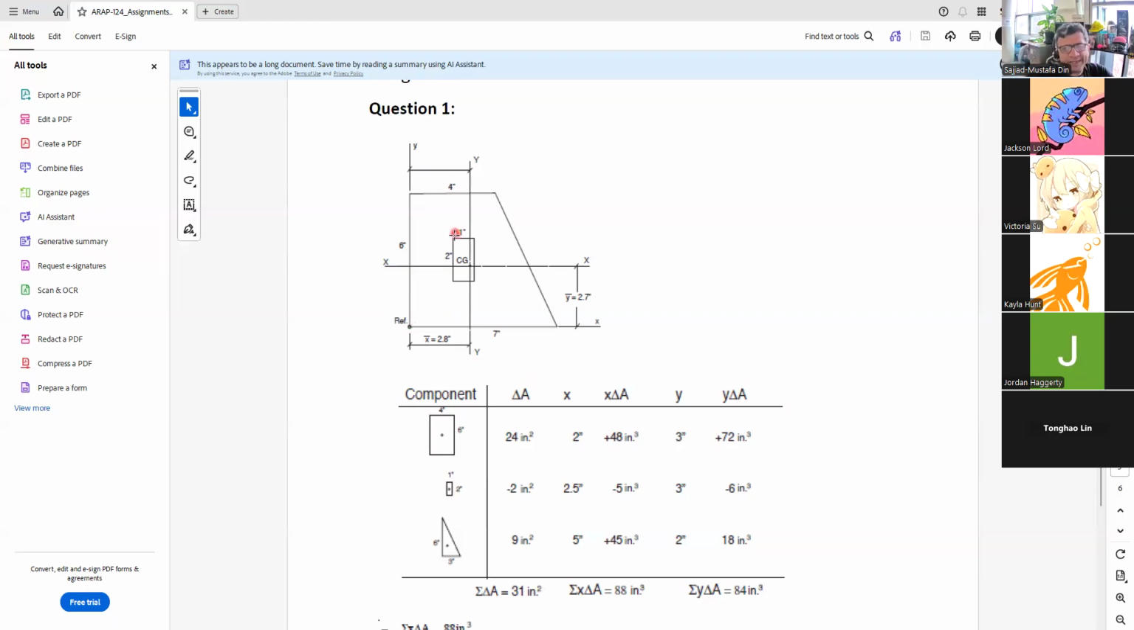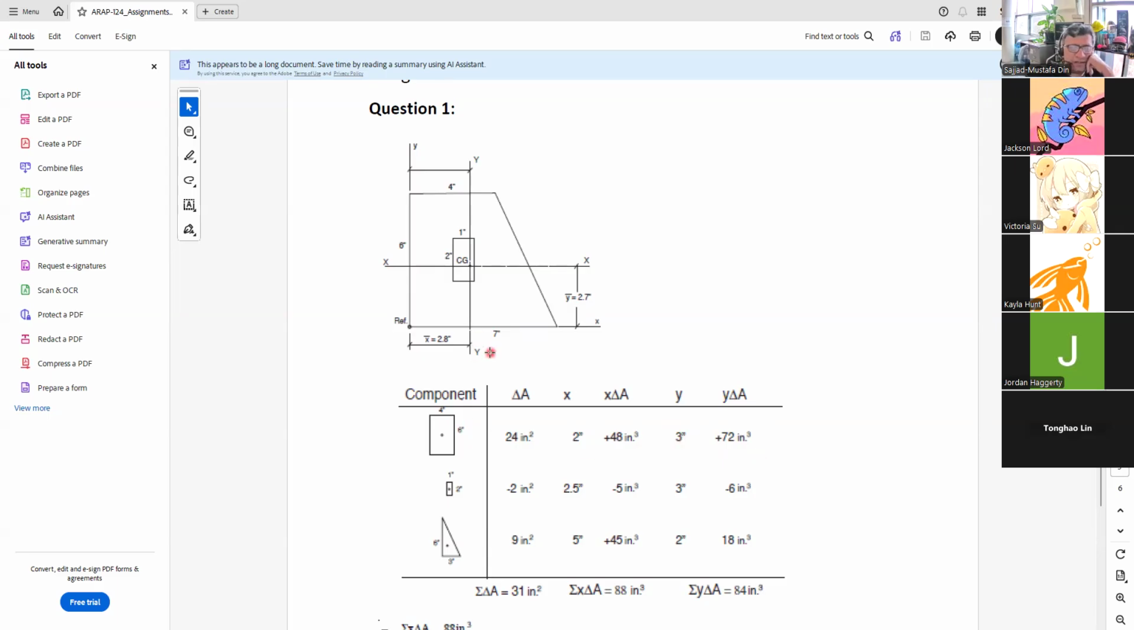In this case, we're taking a look at the x for shape number 1. It's 4 in this direction, so it's half of 4. It's going to be 2. And there you go, 2. Then you calculate x times the area. That's 48. Then you look for y. For this shape, y is going to be halfway up. It's going to be 3. So you plug that in, it's 3, and y times the area is 72.